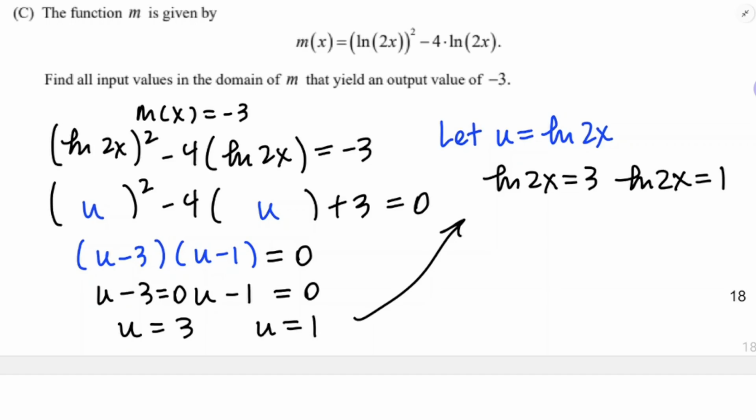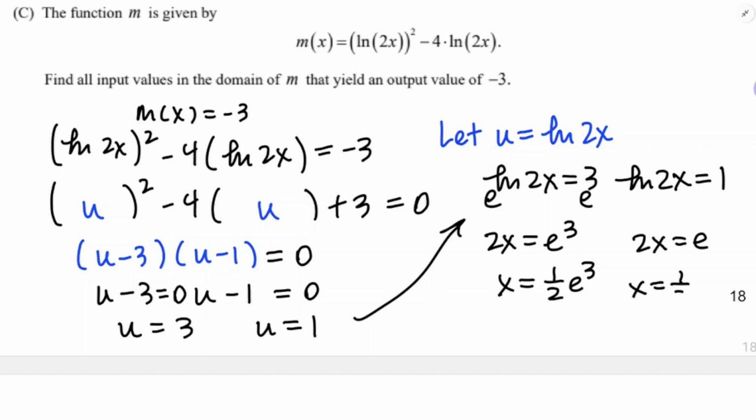Okay, I'm going to get rid of the natural log by taking e to both sides power. Could even write it like that. So 2x equals e to the 3, or maybe 2x equals e to the 1. Then I'll solve for x by dividing both sides by 2. 1/2 of e to the 3, or 1/2 of e. And those are all values in the domain of m that yield an output value of negative 3.